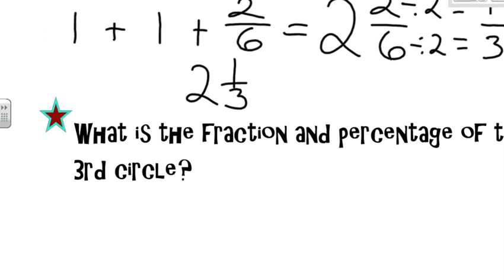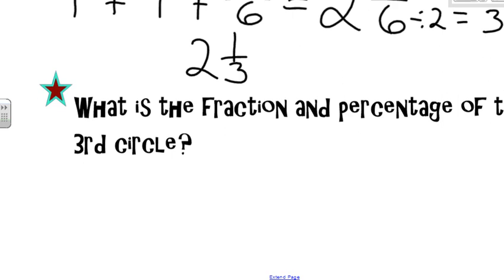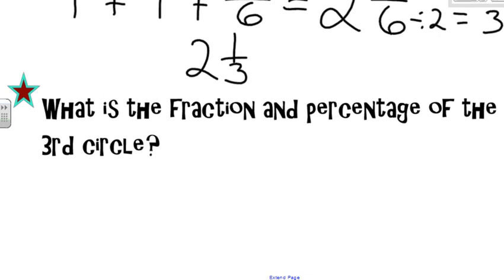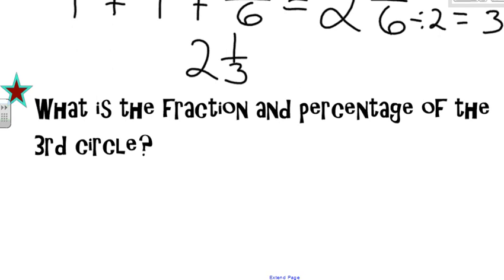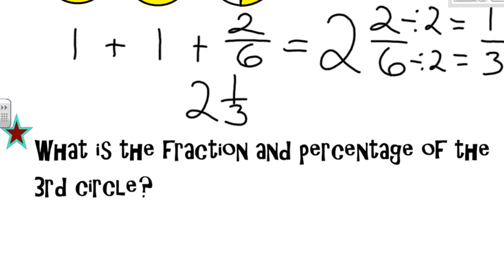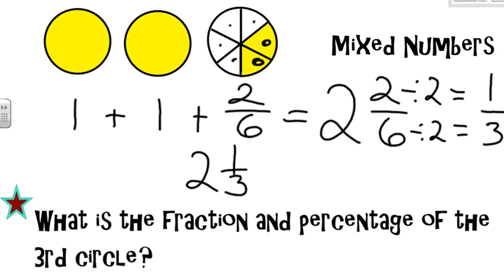It says, what is the fraction and percentage of the third circle, right? And so I can zoom back up to that third circle and you can look at it real quick. The fraction part should be pretty easy at this point, but also find the percentage, please, and write it as a mixed number if needed.